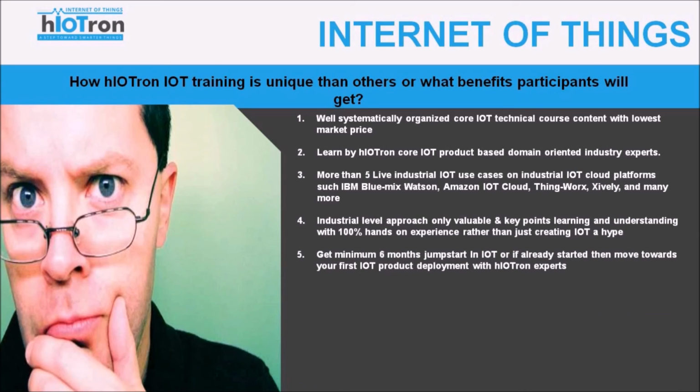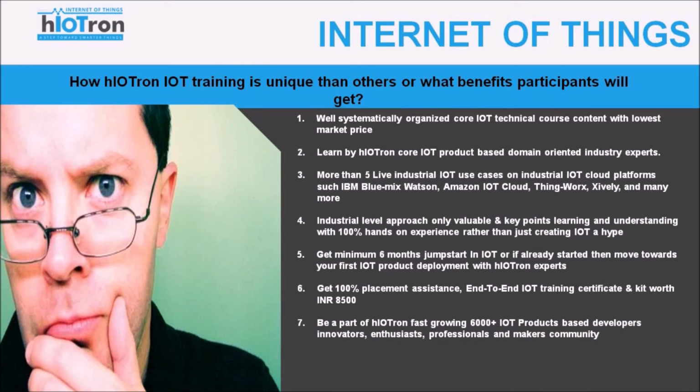It is an industrial-level approach, focused on valuable key points, learning and understanding with 100% hands-on experience rather than just creating IoT hype. Get a minimum 6-month jump start in IoT, or if you have already started, you will move toward your first IoT product deployment with Hitron experts. Get 100% placement assistance, an end-to-end IoT training certificate, and kits worth around 8,500 Indian rupees. Be a part of Hitron's fast-growing community of 6,000-plus IoT product-based developers, innovators, or enthusiasts.